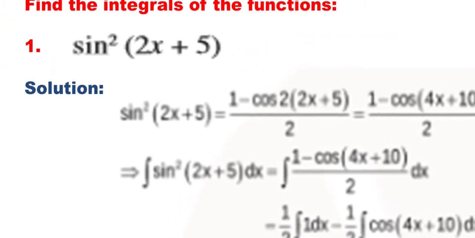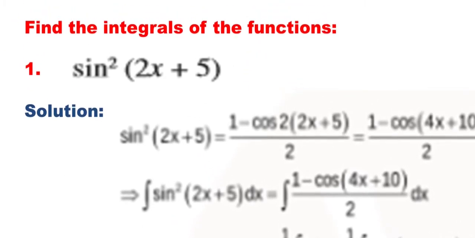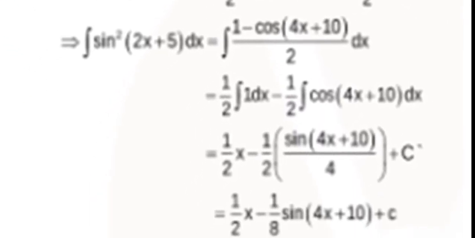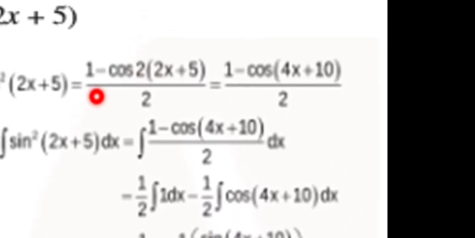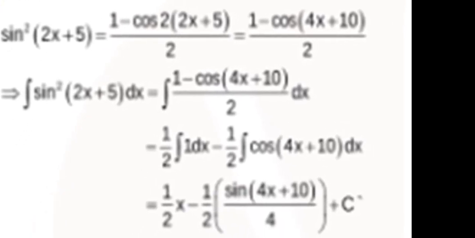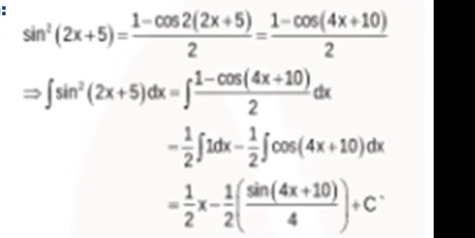Now the integration of the given function can be written as integration of sine square 2x plus 5 dx is equal to integration of 1 minus cos 4x plus 10 by 2. So students, half is taken out: half integration of 1 dx minus half integration of cos 4x plus 10 dx. Half integration of dx is x, minus half integration of cos x is sin x.